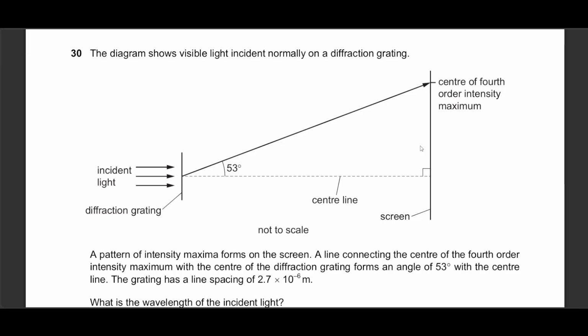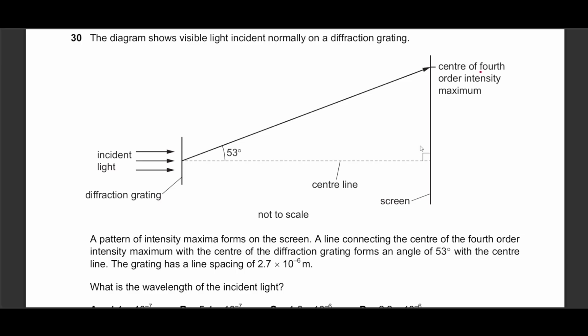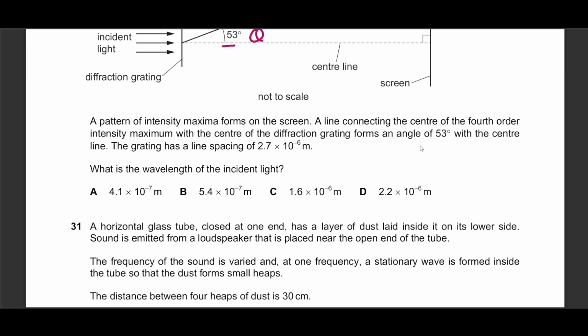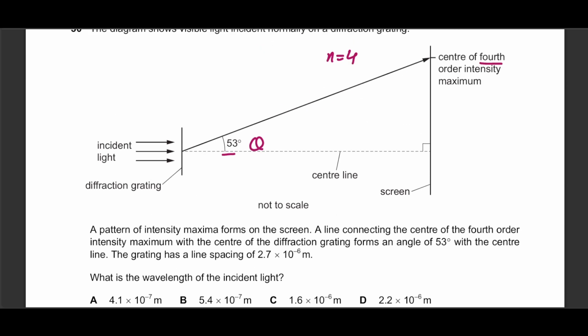Question number 30. The diagram shows the fourth order, so n will be equal to 4. Theta is equal to 53. And he says we want to find the wavelength. It's a very simple, straightforward question. For the diffraction grating, n lambda equals d sine theta. So n is 4, and lambda is what we're looking to find out.